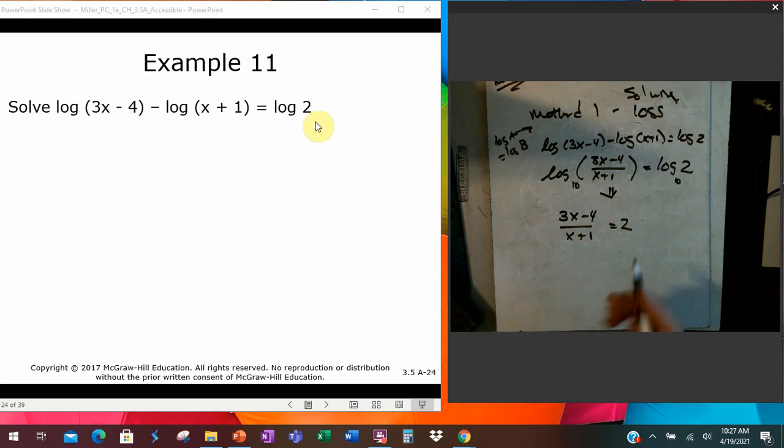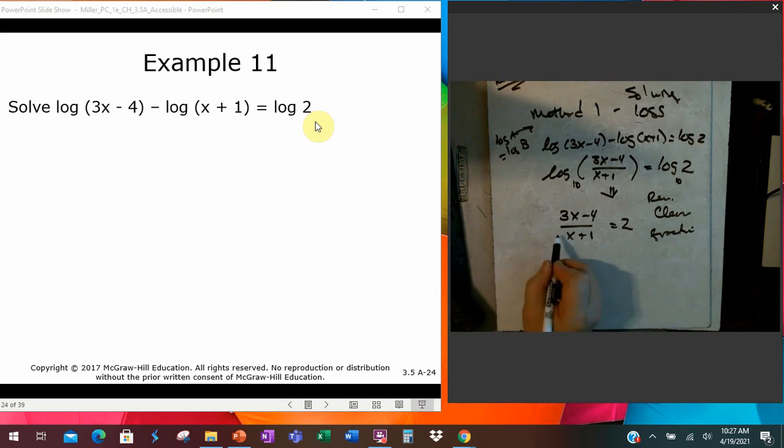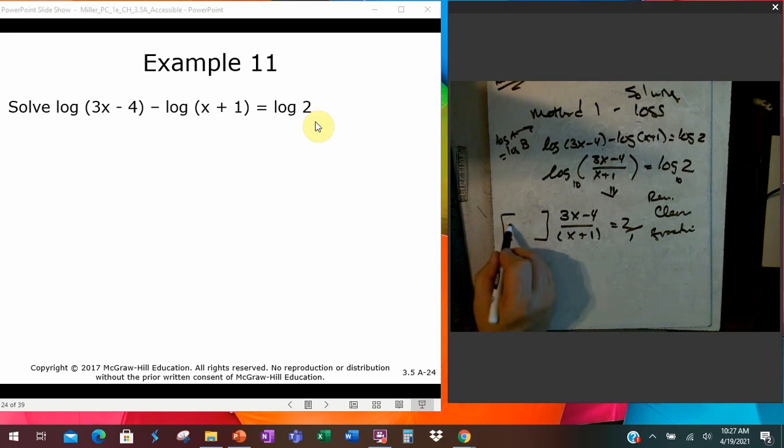And then as a review, how do I do this? Clear fractions. Okay, so I want to clear out these denominators. This is over 1. So the LCD is just x plus 1. I'm going to multiply both of these sides by that x plus 1.